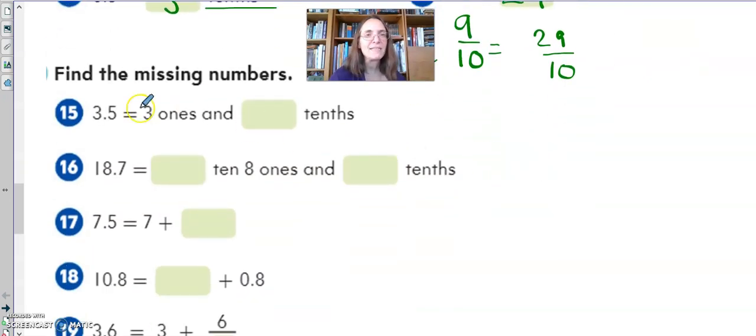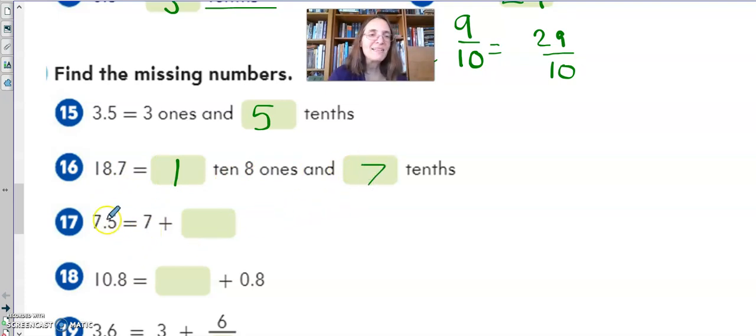Here we have to fill in the missing numbers. And now we're going to be using word form and expanded form. You played with these at the beginning of 4th grade and the beginning of 3rd grade, and I think you might have in 2nd grade as well. So we're just using those same old tricks to help us analyze numbers and understand them. And here we go. 3 and 5 tenths is the same as 3 ones and 5 tenths. 18, ooh, what's that 1 stand for? That's 1 ten, 8 ones, and 7 tenths.